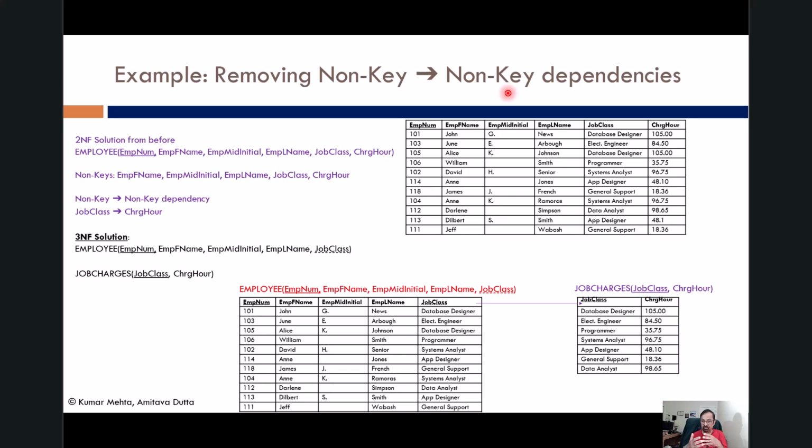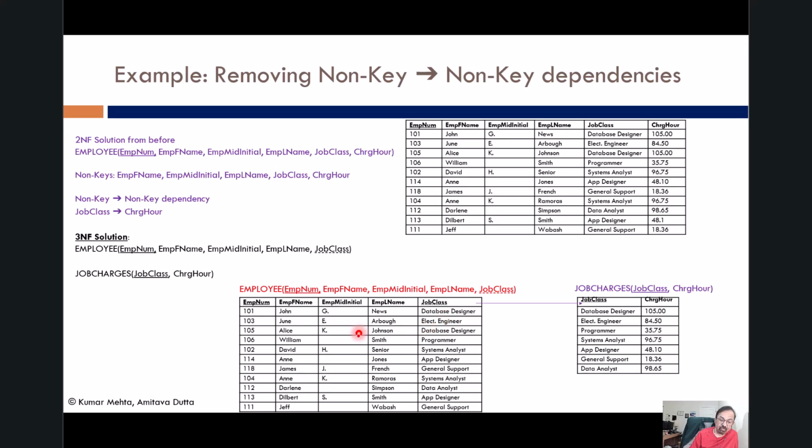Transitive dependencies are not taken care of by the second normal form. So now to get to third normal form, I take the table that is already in second normal form and I remove transitive dependencies, non-key to non-key dependency. Okay, so how would I do that? I would create a new table called job charges. The primary key would be job class and the non-key would be charge hour. Okay, and job class is a primary key in the job class table. It's a foreign key in the table employee.